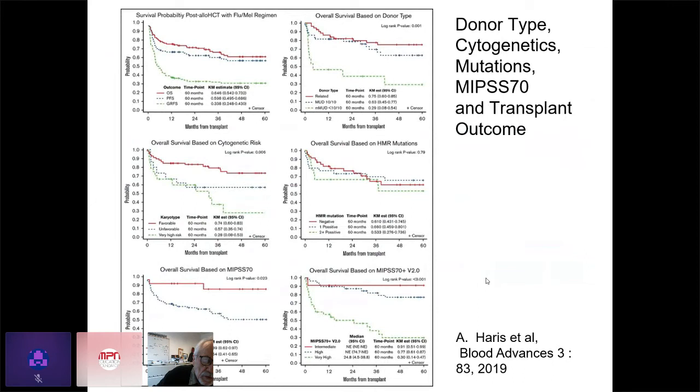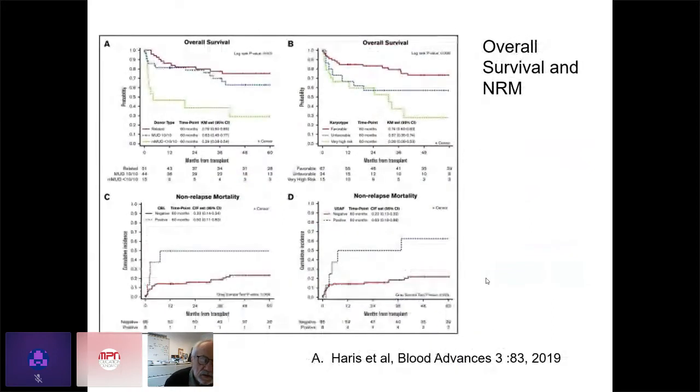And then at the bottom here, including the MIP70 developed in Europe to include mutations into the scoring system. Patients with a favorable score do much better, as you can see in the red line, compared to patients with an unfavorable score. And next slide looks just at a couple individual mutations. If we look at the slides, they are not of good quality, but that's the best I could generate.